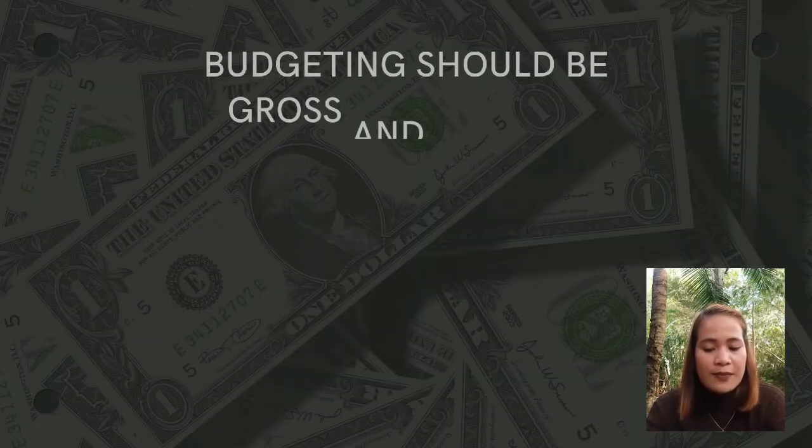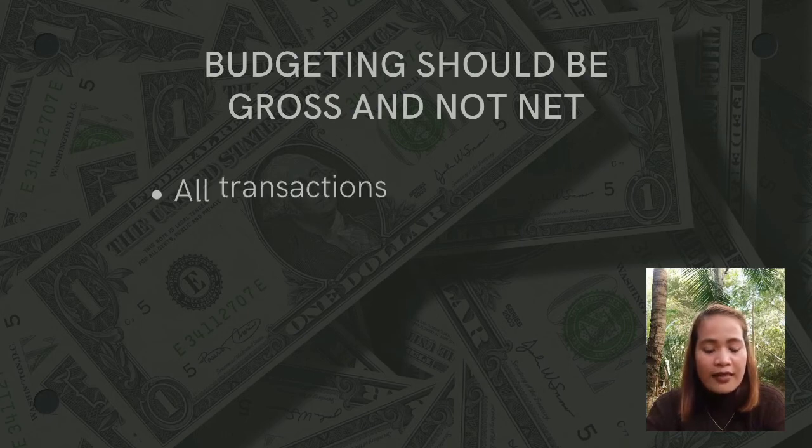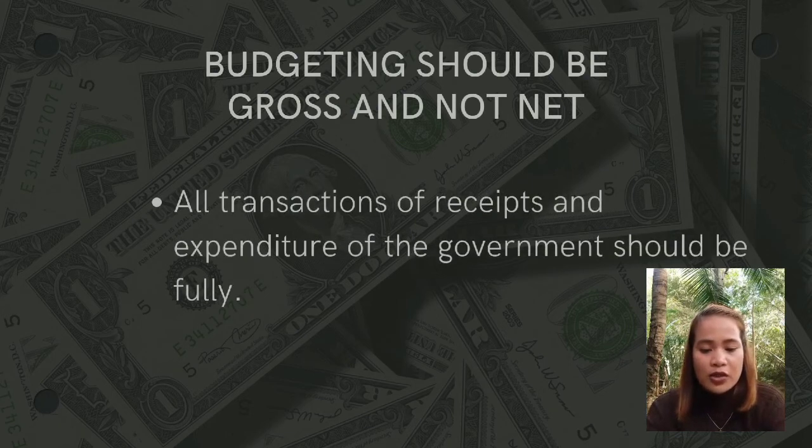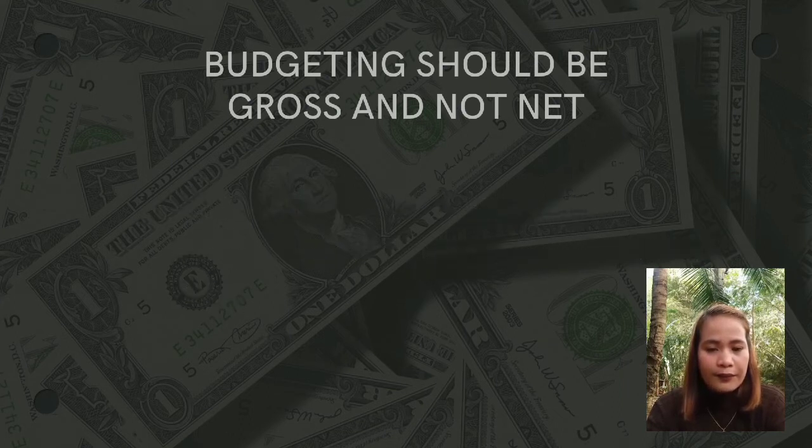The seventh one is budgeting should be on gross and not net. All the transactions of receipt and expenditure of the government should be fully shown in the budget. So dapat nga ang mga resibo or mga nagasto nga kwarta dapat ibutang na siya sa gross o dili siya i-direct o net.